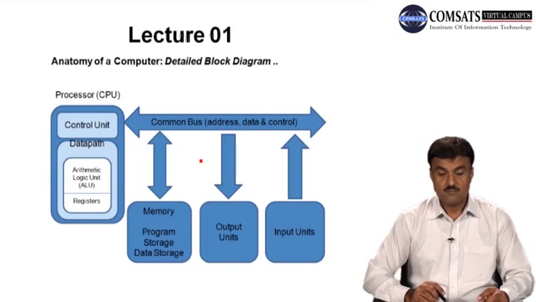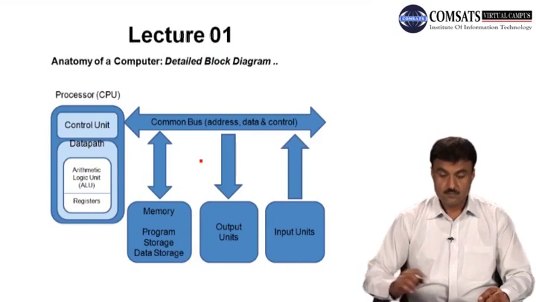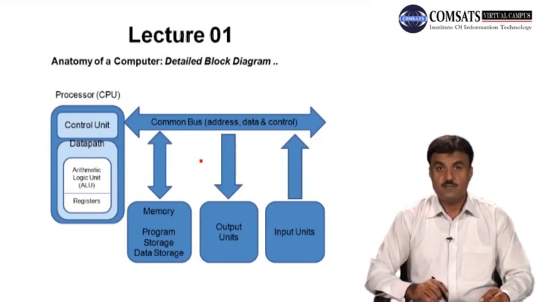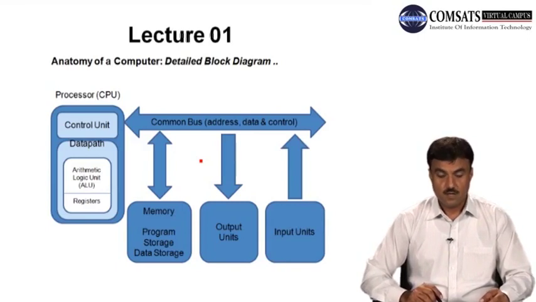And the control bus sends control signals or pulses from the microprocessor to the other devices and components of the system. And the address bus is used to select or address either memory or input and output devices.